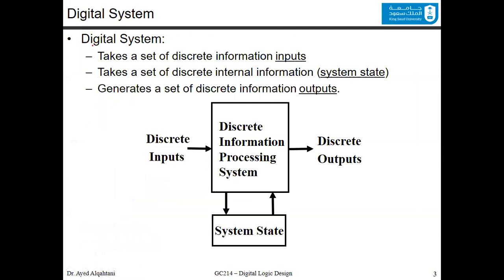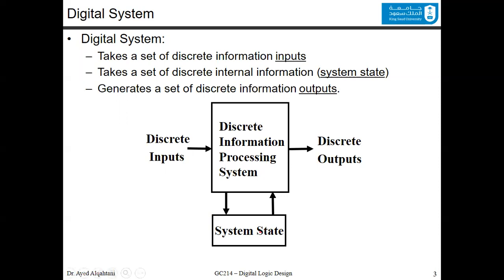So the digital system takes a set of discrete information, which is the inputs, as you can see here, and also takes a set of discrete internal information, which is the system state here, and generates a set of discrete information outputs over here. This is what we call the discrete information processing system. The system state sometimes exists and sometimes it doesn't.